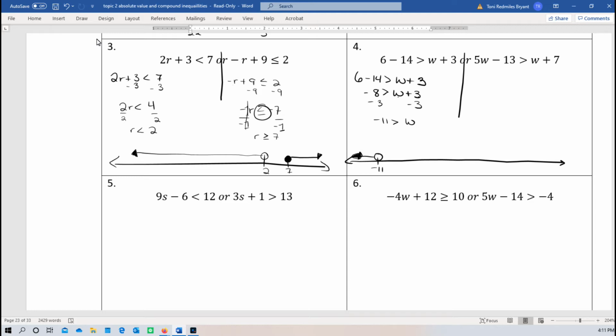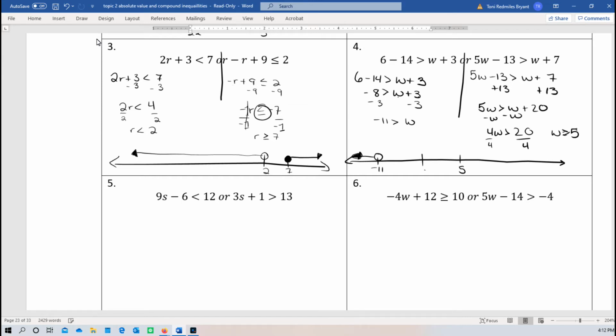All right, on the other side, the first thing I got to do is add that 13 because it's subtracting. So I'm going to add it on both sides. Then I'm going to subtract this w. And I get down to 4w is greater than 20. Now I got to divide out the 4. Now I didn't divide by any negatives, so I'm good as gold. I don't have to flip that inequality or anything. And w is greater than 5.